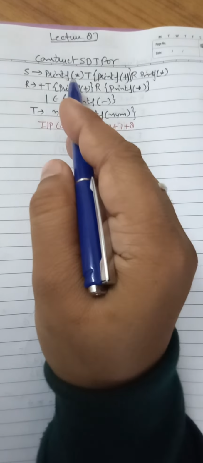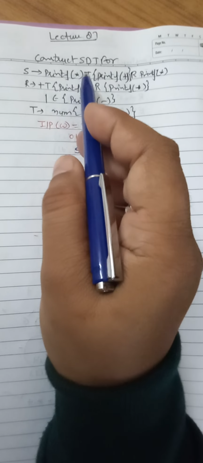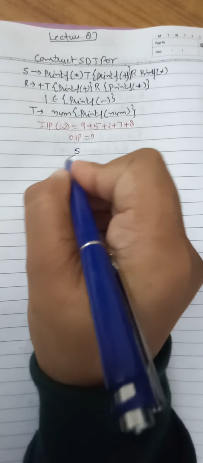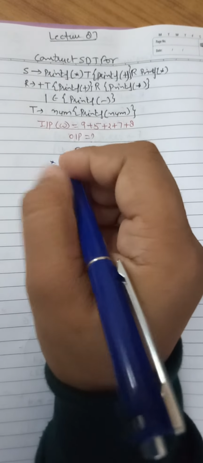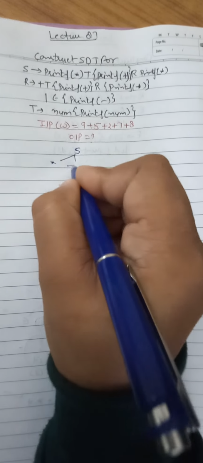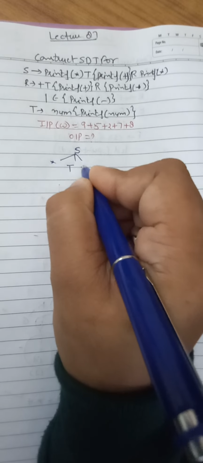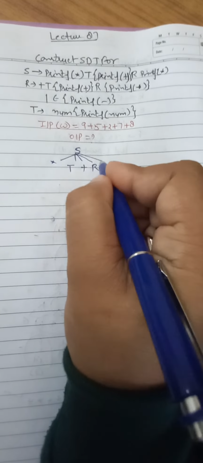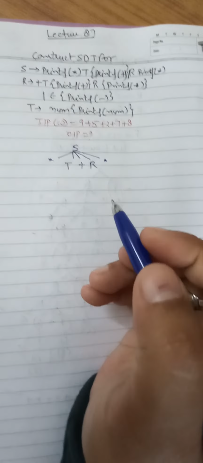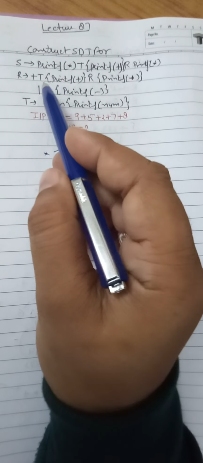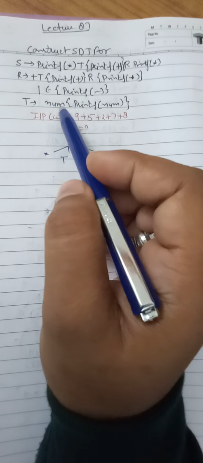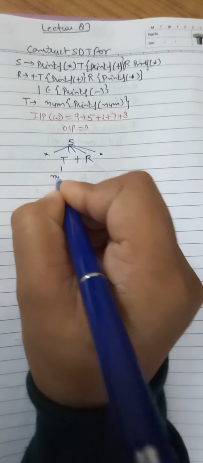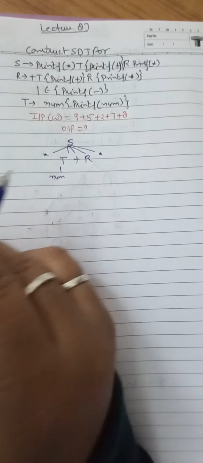Then what is there? Star T plus star. So we will write like this: star, T, plus R and star. It will be like this. So with T, num is there, so it will print num. So we will take num and it will print.